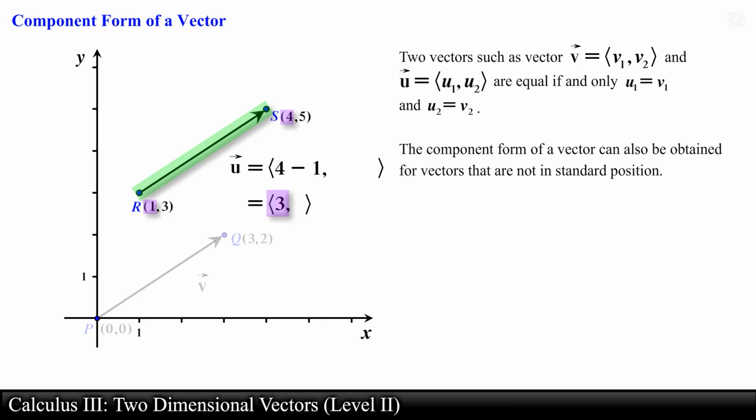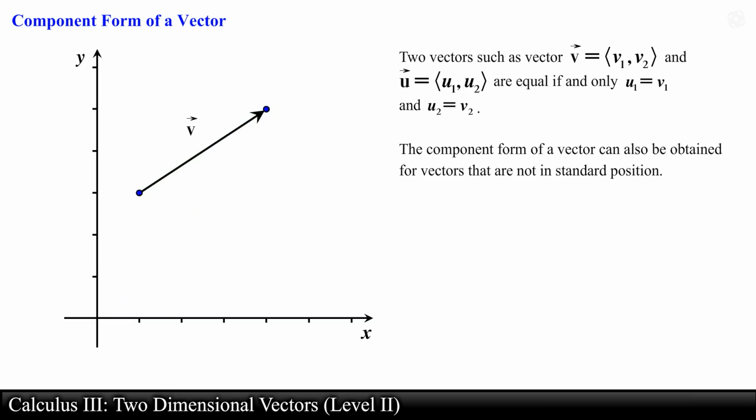In this case, it will be equal to 3. In the same manner, we can take the y coordinate of the terminal point and subtract the y coordinate of the initial point. In this case, it will be equal to 2. Hence, the component form of vector u is <3, 2>.